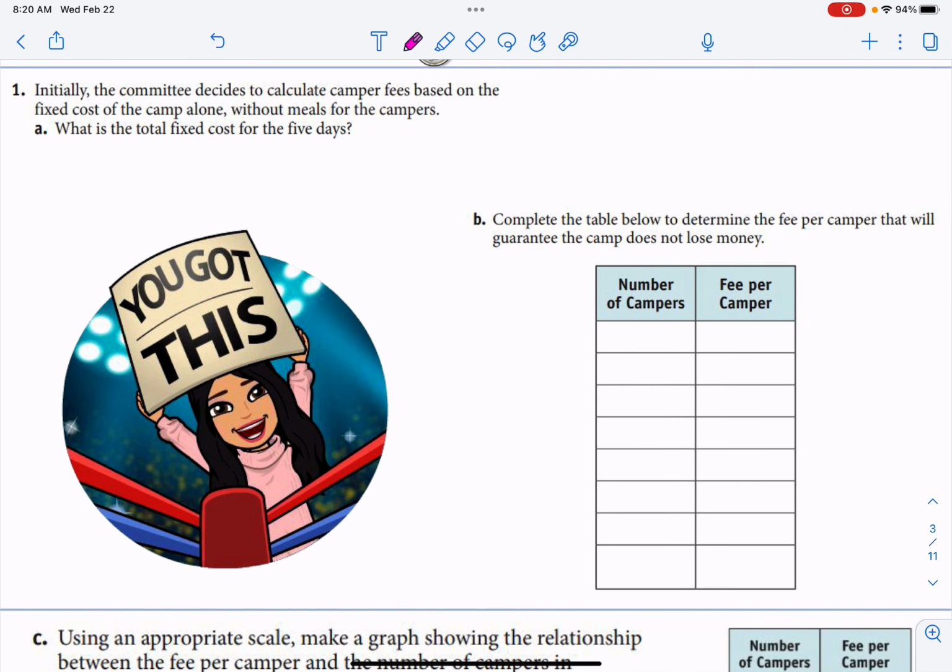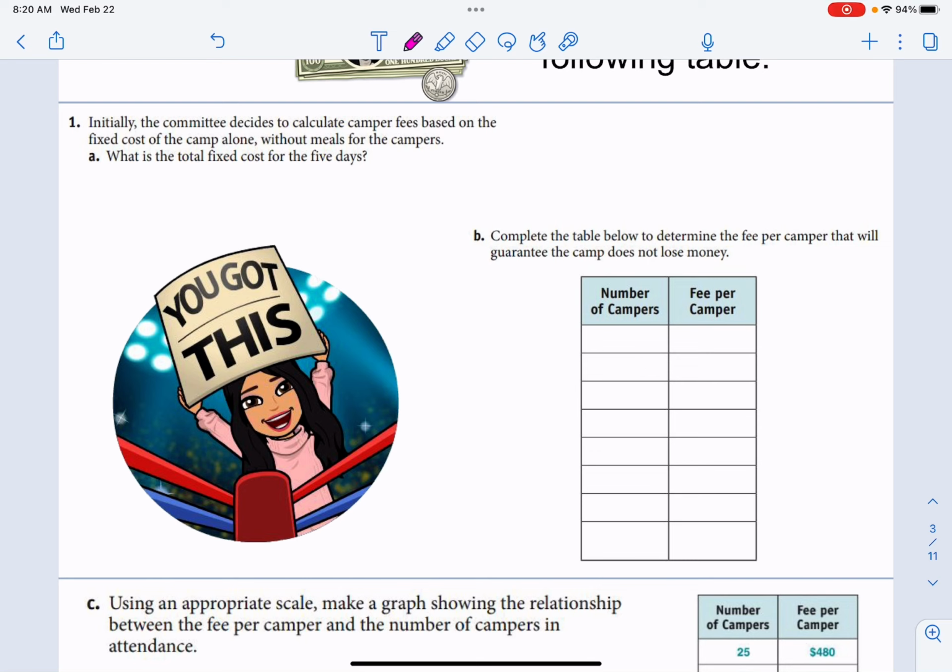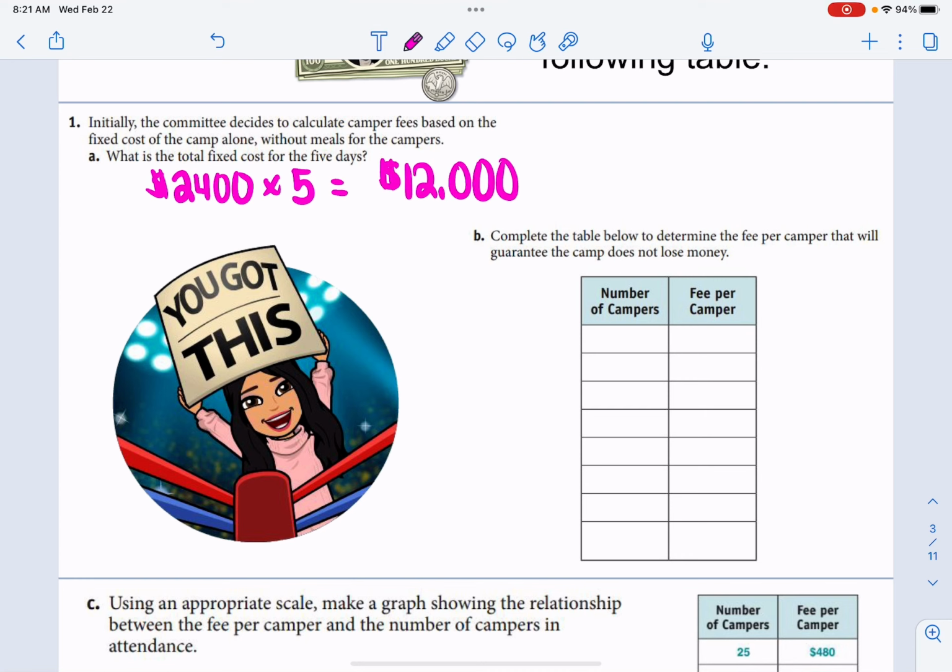We want to first answer what is the total fixed cost for the 5 days. Well, the way I look at it is we have $2,400 per day, and the camp is 5 days. We want to multiply that by 5, and you're going to get $12,000. So that's the fixed cost for the whole camp, which in my opinion is really expensive. Then it says, complete the table below to determine the fee per camper that will guarantee the camp does not lose money.